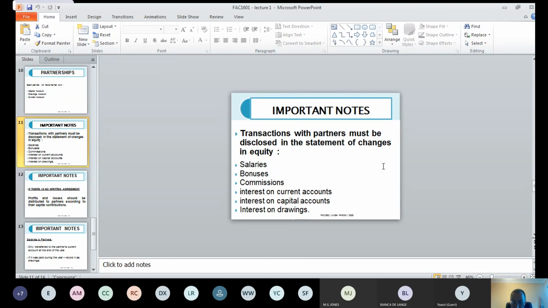The conditions of the partnership agreement, which will be contained in the question that they will give you, all of that must be disclosed in the statement of changes in equity. So in your statement of changes in equity, there will be information on salaries and the bonuses and the commissions, interest on current account, interest on the capital account, interest on drawings, all of that information, how the profits must be shared. We disclose that in the statement of changes in equity.